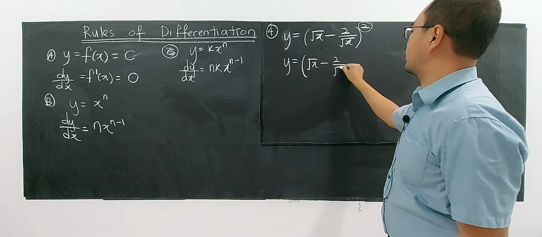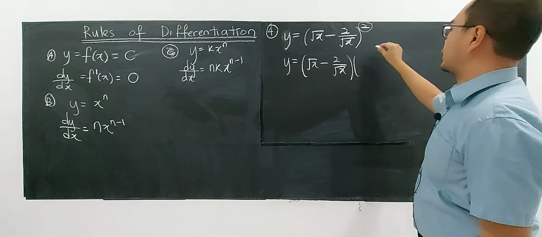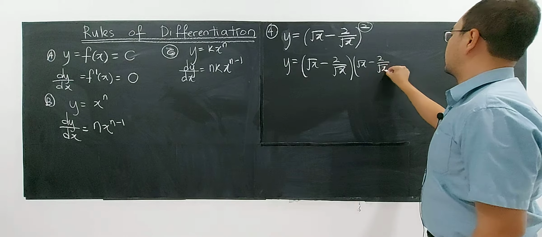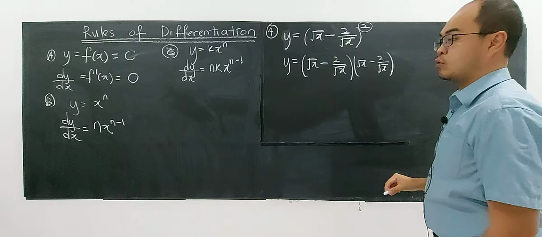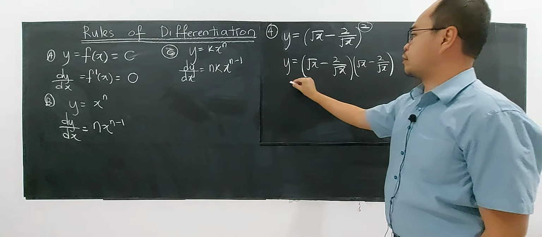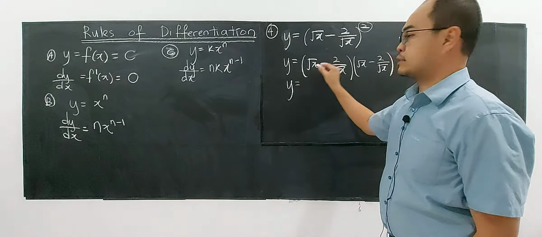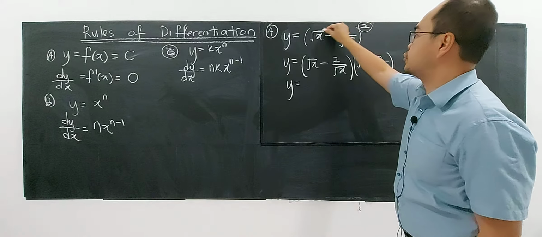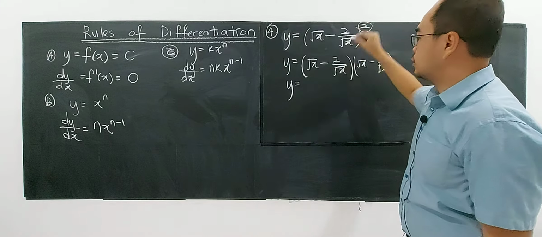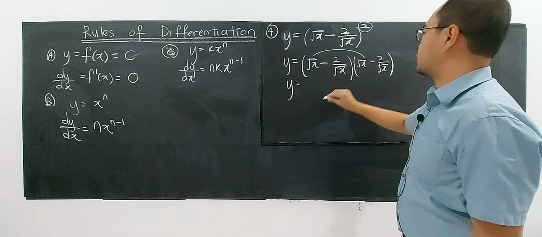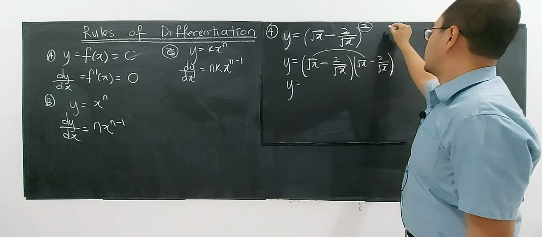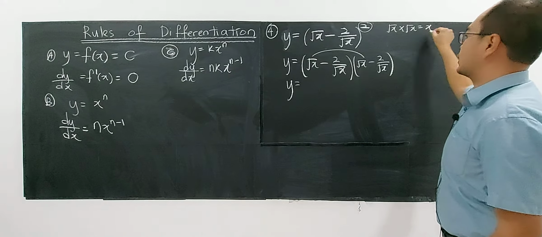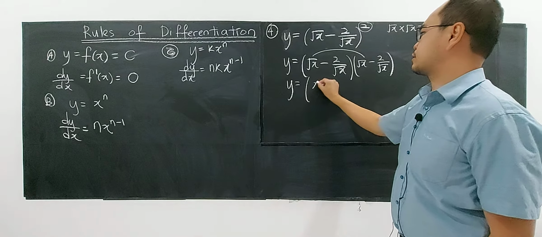So it's encouraged for you to expand: square root of x minus 2 over square root of x. Or you can apply the formula: a squared minus 2ab plus b squared. Alright, it will be faster. So you have to expand first before you differentiate. You have a power, so you cannot differentiate inside if there is a power. So now you expand. Square root of x, square root of x. You know that square root of x multiplied with square root of x, you are getting x. So you have x as the first term.